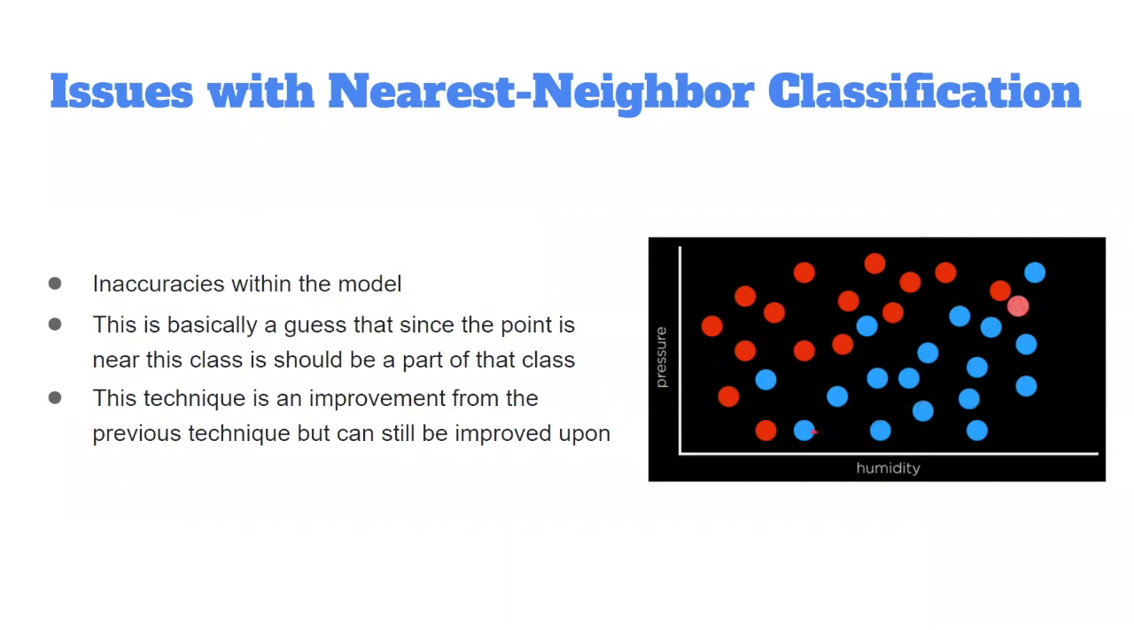if this point was somewhere around here, where the linear boundary might have put it onto the other class, you can see that the nearest is a blue point, improving the accuracy of which class it's placed into.